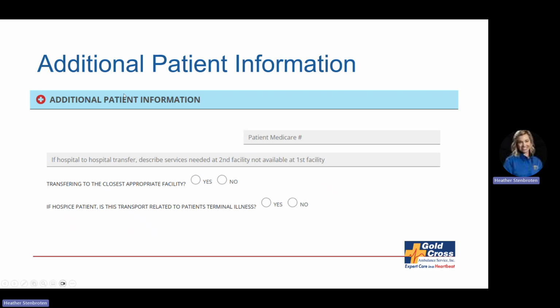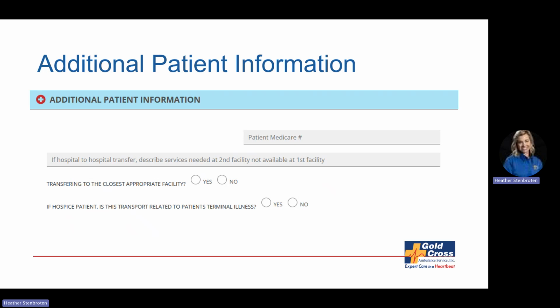If it's a hospital-to-hospital transfer, describe the services at that second facility that are not available at the first facility. This needs to be specific. Insurance billers that are reviewing these claims do not know what kind of capabilities each hospital in the nation has. So you can't just say higher level of care or pediatrics. You need to be specific that the higher level of care you're going for is not available at that first facility, but it is at that second.